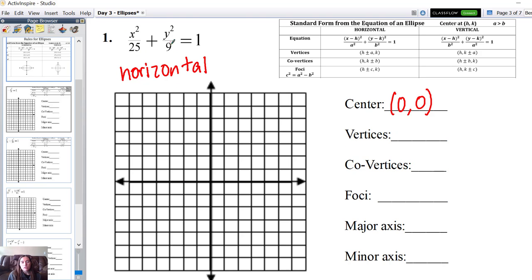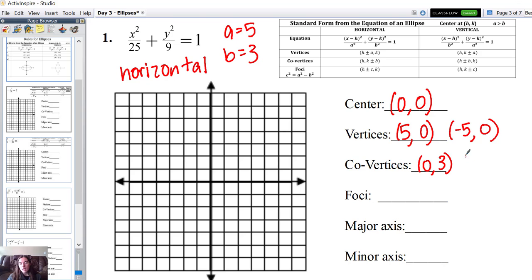Now for the vertices, we need to figure out what a and b are for vertices and co-vertices. So we need to take the square root of each of those denominators. The square root of 25 is 5, so a is 5. The square root of 9 is 3, so b is 3. For our vertices, since it's horizontal, we take h plus a and h minus a, comma, k. So 0 plus 5 is 5, our k value is 0. 0 minus 5 is negative 5, our k value is 0. For the co-vertices, h doesn't change, this time k does. We do k plus b and k minus b. So our co-vertices are at (0, 3) and (0, negative 3).